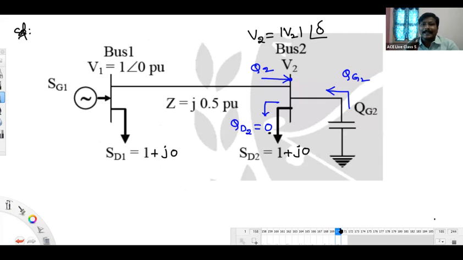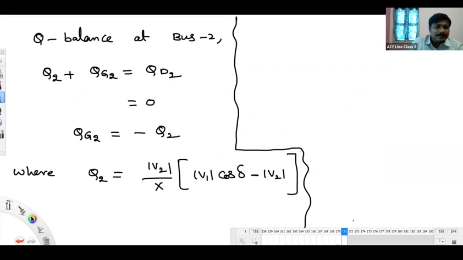To get the delta angle, we should follow the real power balance, same as previous. Let us assume this line is injecting a real power of P2. Pg2 is 0, it doesn't have any real power generation. But you have a demand PD2, how much? 1 per unit.